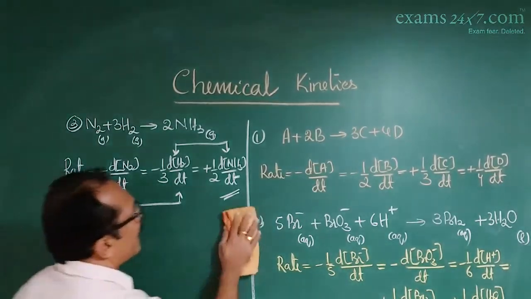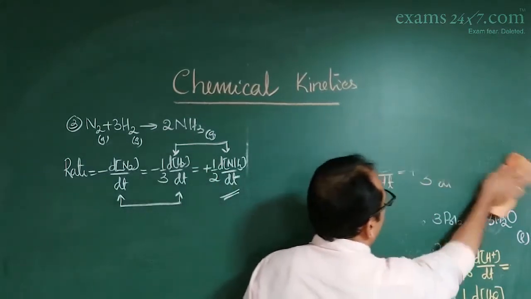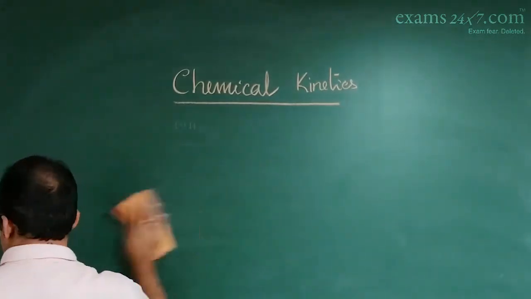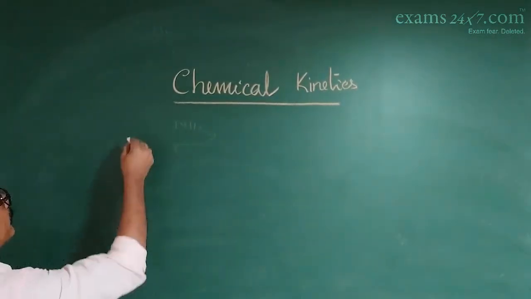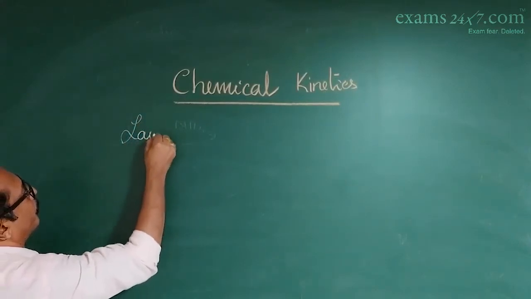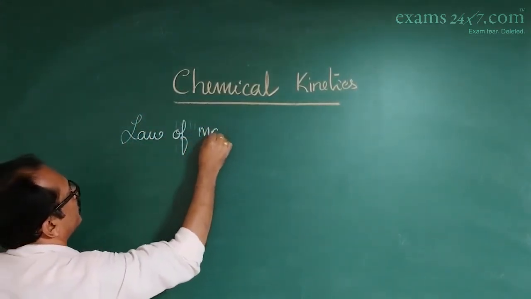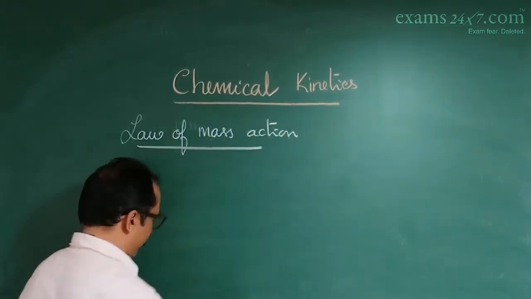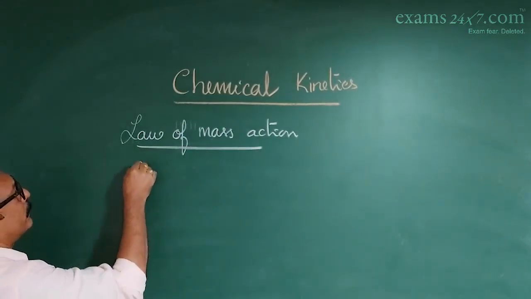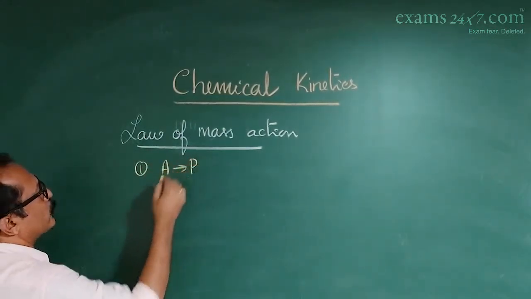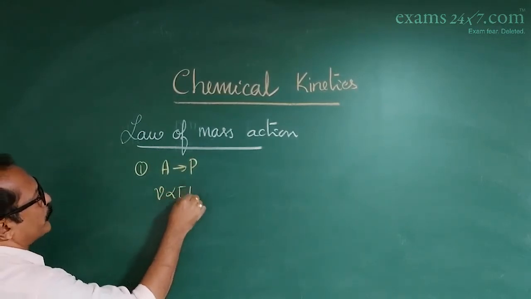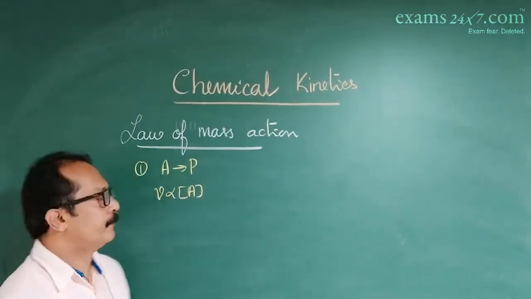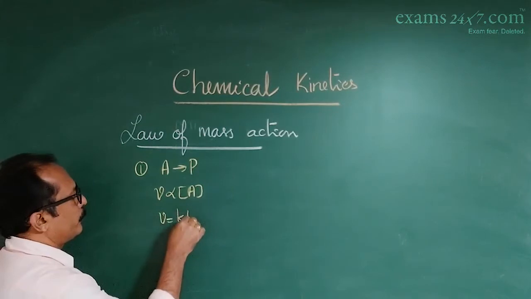Next, the law of mass action. At constant temperature, the rate of a reaction is directly proportional to the product of active masses of the reactants. Consider the reactant A giving product. Rate is proportional to the active mass of A. Active mass is nothing but molar concentration, mole per liter. Or rate is equal to k times the concentration of A.